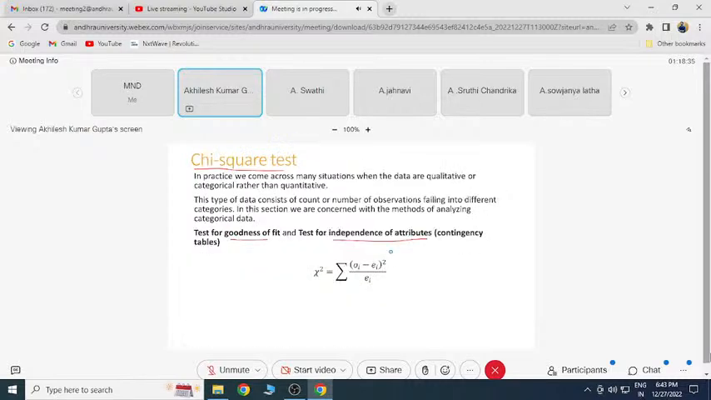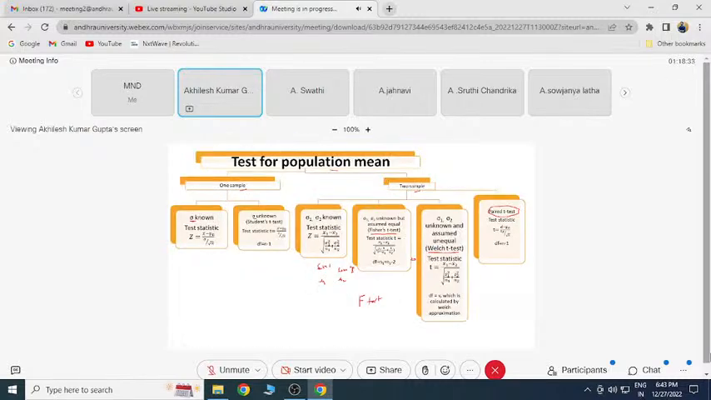So these three tests we'll see in R, how to do them hands-on. Sir, for hypothesis testing, should I move to the R session? Yes, yes. Okay, sir.